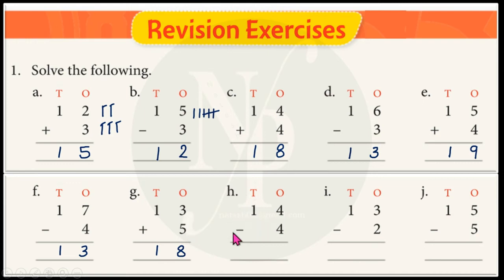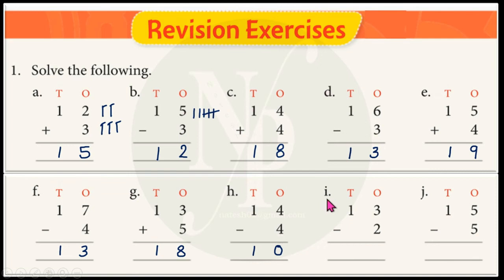14 minus 4. So subtracting 4 from 14. We begin from ones place. Subtracting 4 from 4, what do we get? When you subtract any number from the same number, you get 0. Therefore 4 minus 4 is equal to 0. Here we subtract 0 from 1. So we get 1. That is 10 is the difference of 14 and 4.